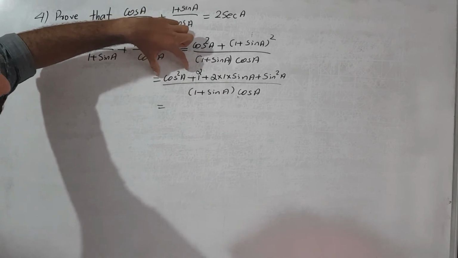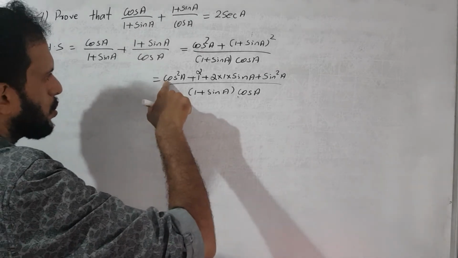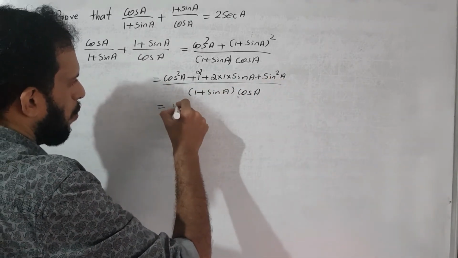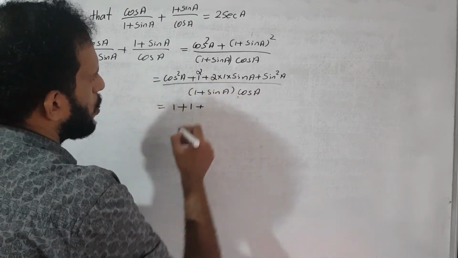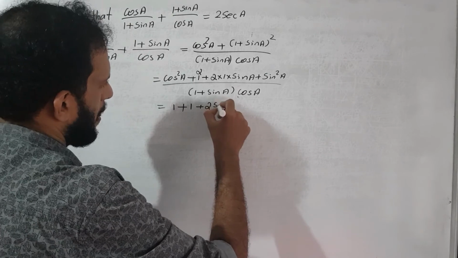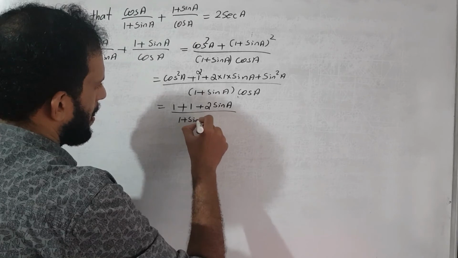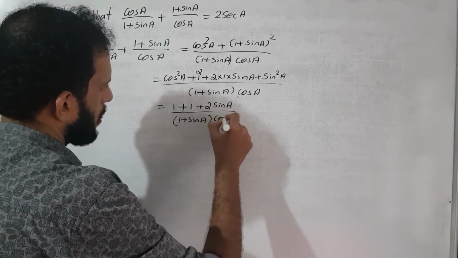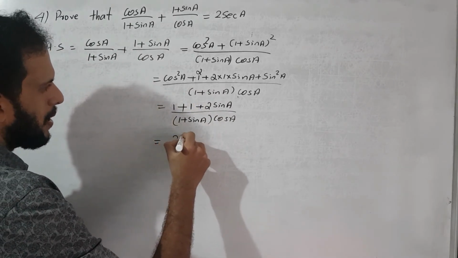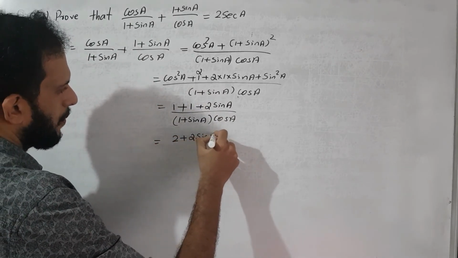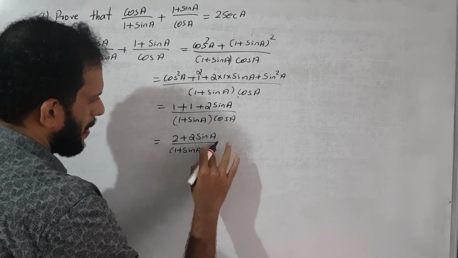What is the sum of cos square A plus sin square A? Cos square A plus sin square A is equal to 1. So cos square A plus sin square A, what is the result? 1 plus, what is 1 square? 1 square is 1 plus 2 into 1 into sin A is 2 sin A by, yes, 1 plus sin A into cos A. Okay, then 1 plus 1 is 2, 2 plus 2 sin A by 1 plus sin A into cos A.